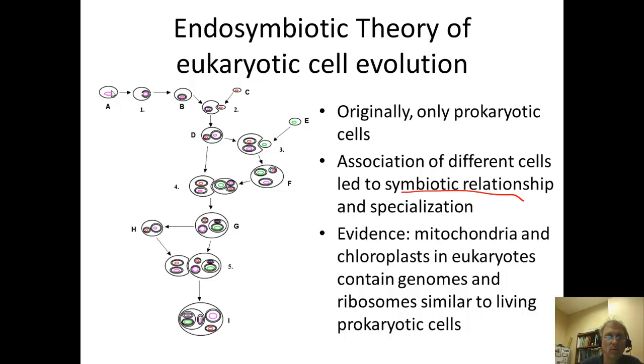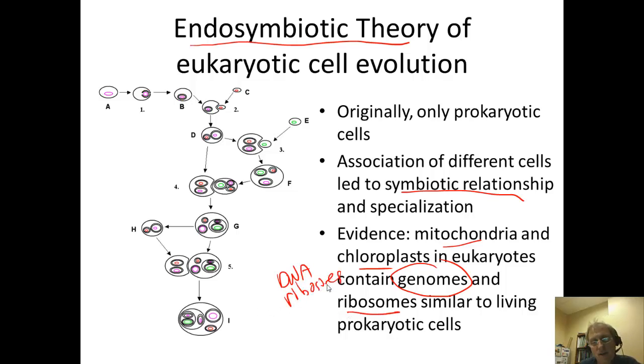We can see this sort of drawn here where we have one cell perhaps engulf a second cell by the process of endocytosis until we get a cell that has all sorts of internalized organisms that are acting in a symbiotic relationship. The evidence for this endosymbiotic theory for the origin of eukaryotic cells comes from mitochondria and chloroplasts, which, as we said in the previous two slides, have DNA genomes and have ribosomes.